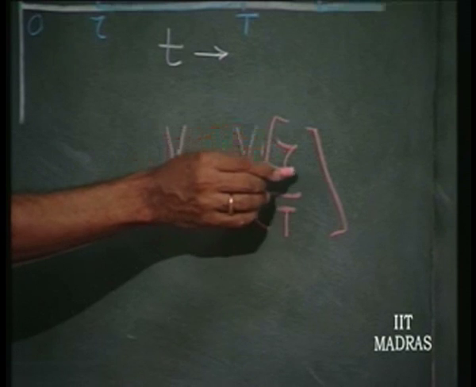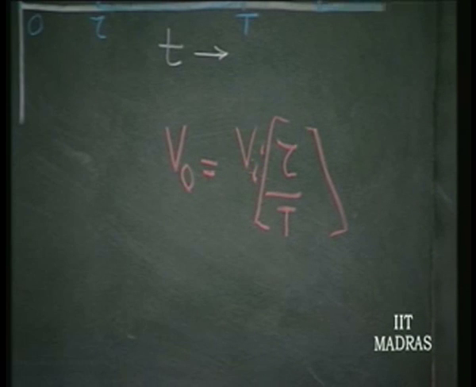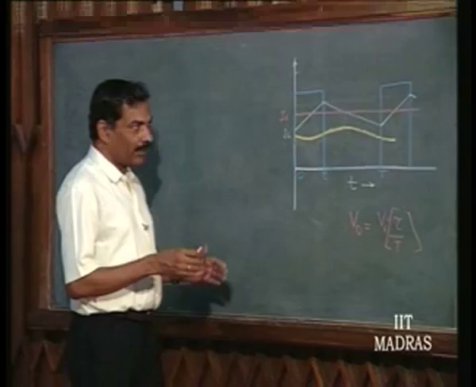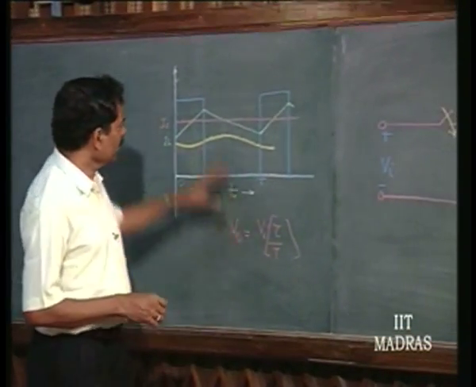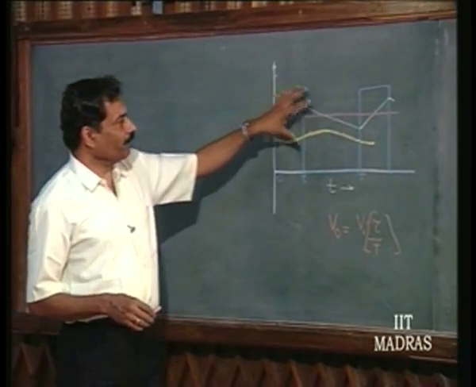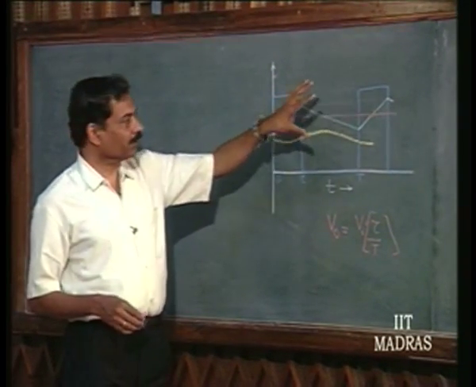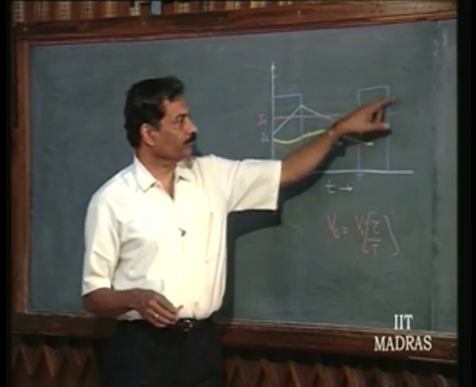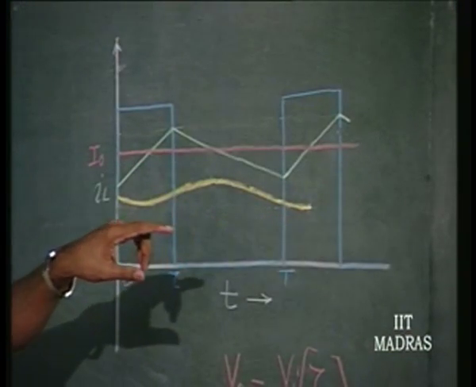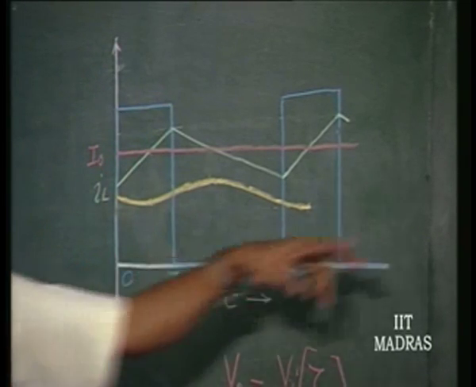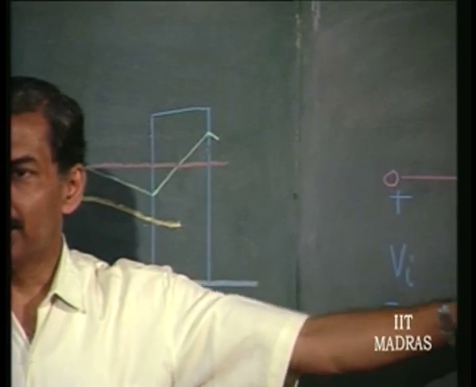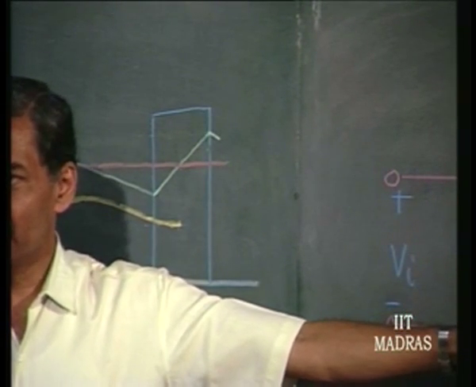So, V I into tau by T is going to be maintained constant by the switched mode regulator. We will see the converter basics further. Yesterday we discussed all about the waveforms, after making certain approximations. This is the input waveform, after it is switched it goes to V I and 0, that is made sure by this. These are complementary switches.